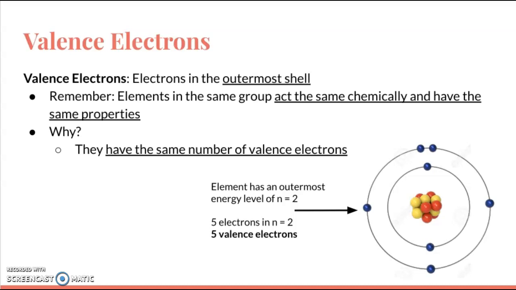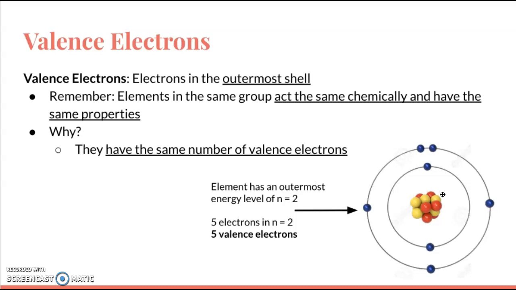We know that elements in the same group or the same family are acting the same chemically, meaning they have the same properties. And now we can go into the reasoning why behind it. It's because every element in the same group has the same number of valence electrons. All right. This Bohr model over here helps us see what we mean by valence electrons, right?